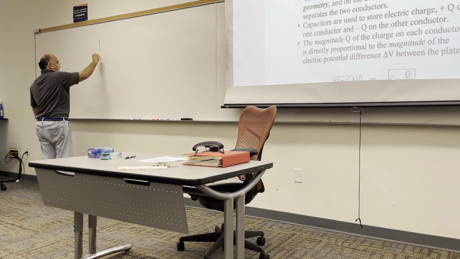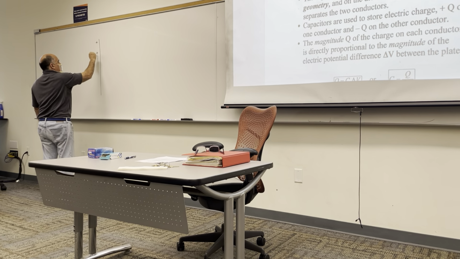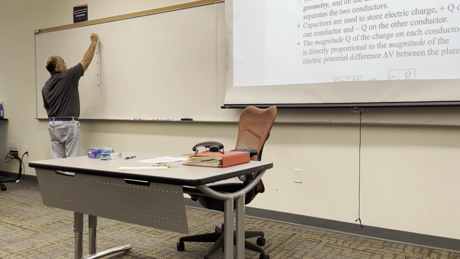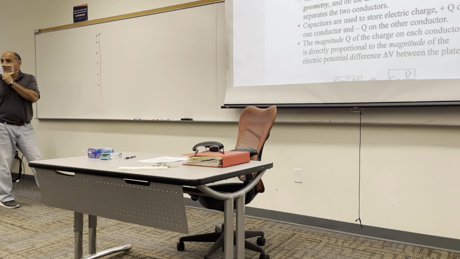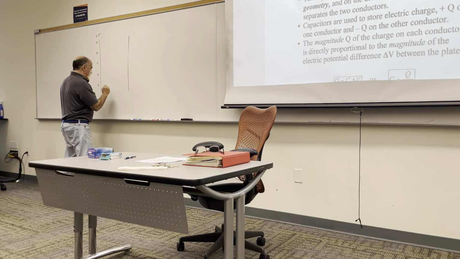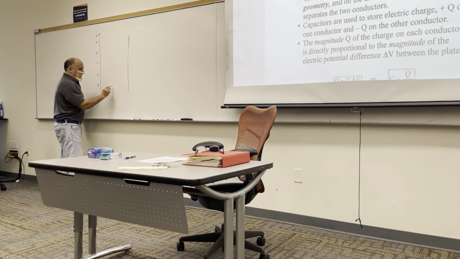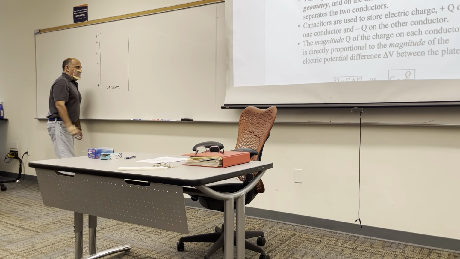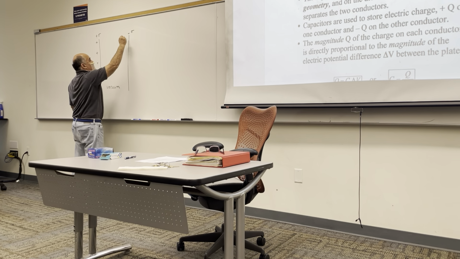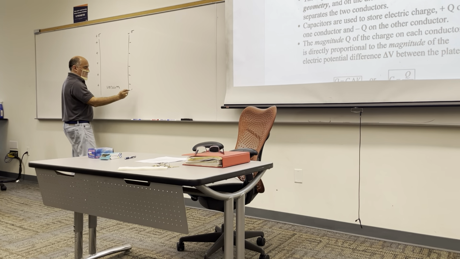So let's say this is a positively charged plate. Let's say plus sigma, where sigma is the charge per unit area. And we have some vacuum, which is a dielectric material or insulated material, separating this plate from this other plate, which we now have negatively charged.